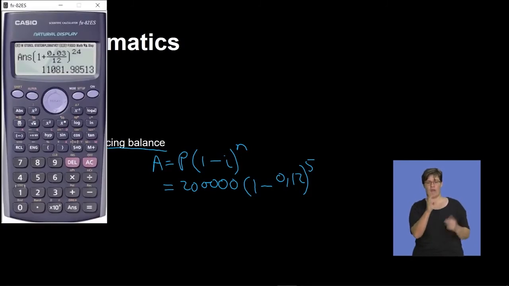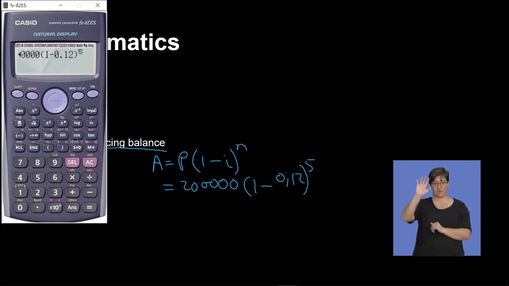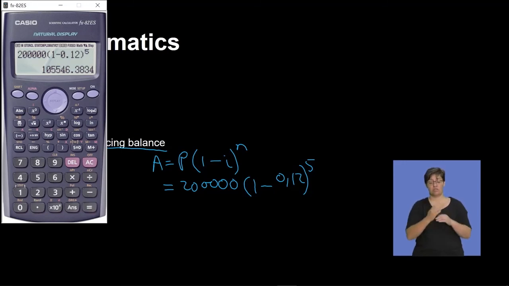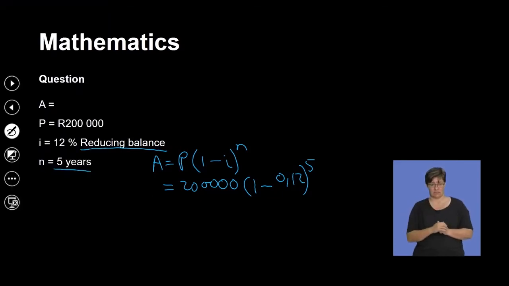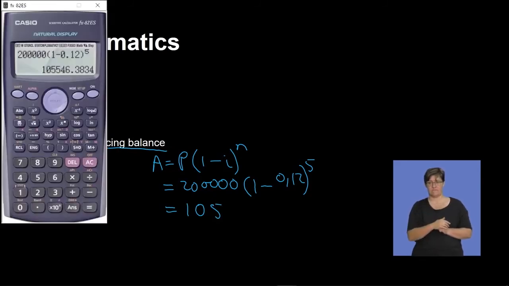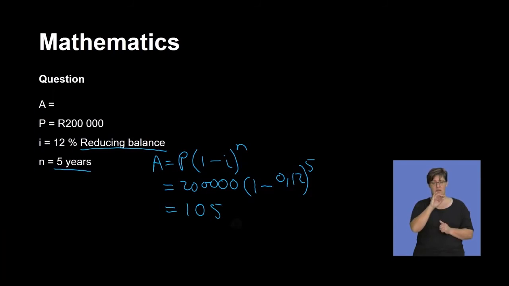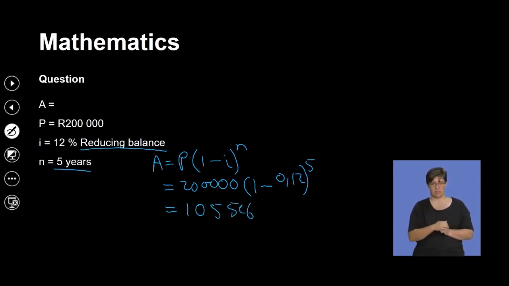Right, so if you go to our calculator here, you can see that we have the 200,000, which is what we are dealing with, and that's the value of the vehicle, times (1 - 0.12) to the exponent of 5. And then the value after 5 years is going to be 105,546. Let's just verify the values. 546 rands, and a couple of cents there.